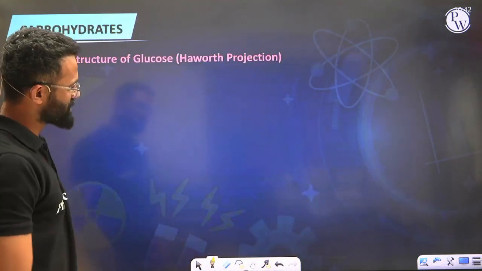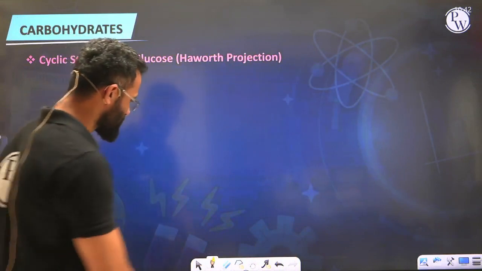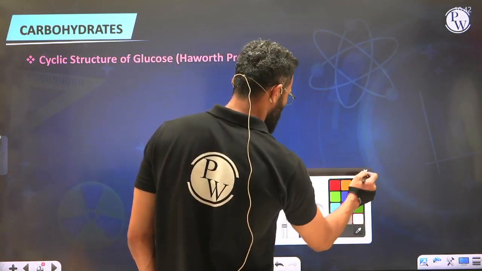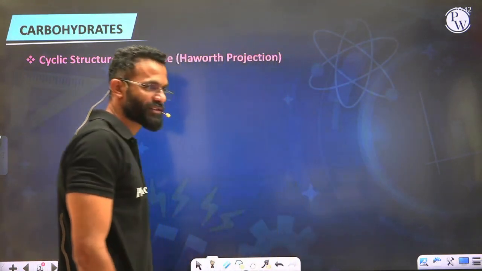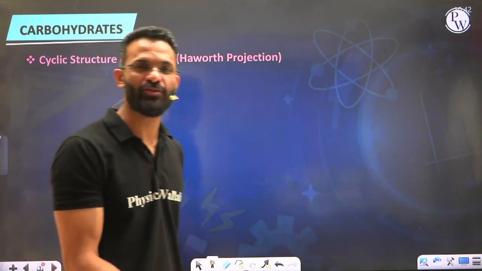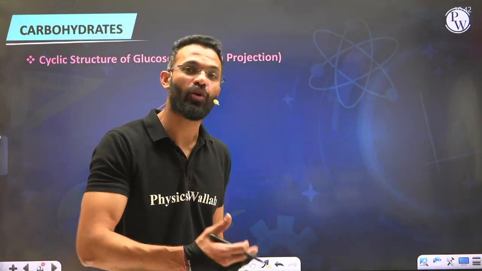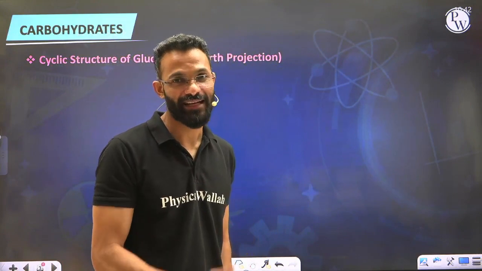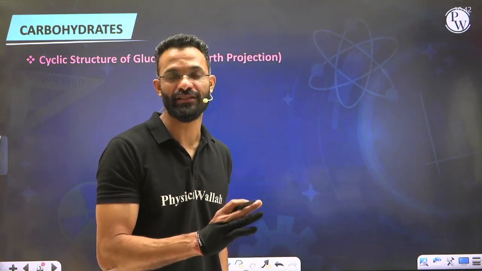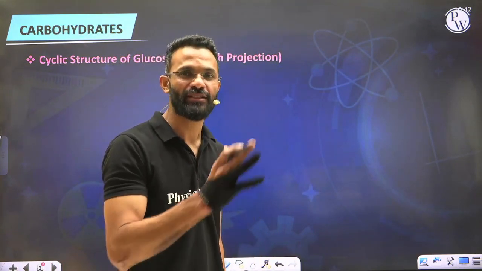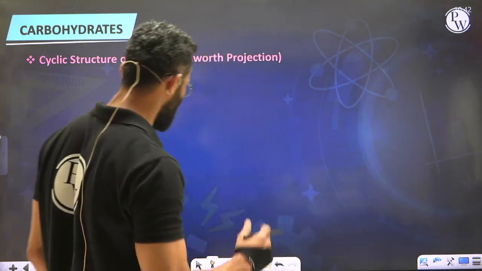Well, just now we discussed why it is important for us to learn the cyclic chain structure of glucose, because there are some reactions which are expected to be shown by the open chain structure of glucose but have not been shown by glucose. That gave us an idea that glucose exists in a cyclic structure. So let us first understand how to get that cyclic structure.